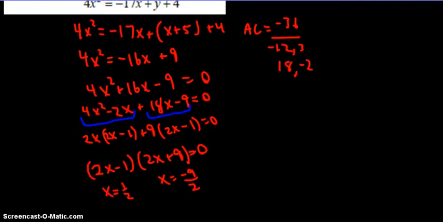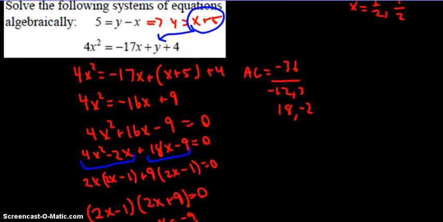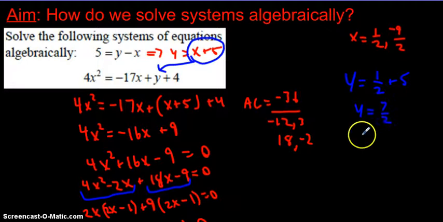Now that we know those, I'm going to write them up top here. So either x is equal to 1/2 or 9/2. Was it negative 9/2? I gotta check that again. Negative 9/2. So, now to find y, we can substitute our values of x here. So y is equal to 1/2 plus 5. So y is equal to 11/2. So one solution is 1/2, 11/2.